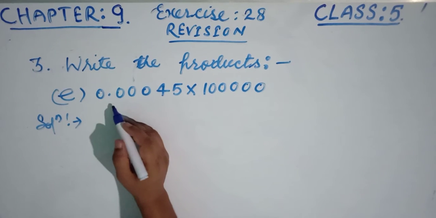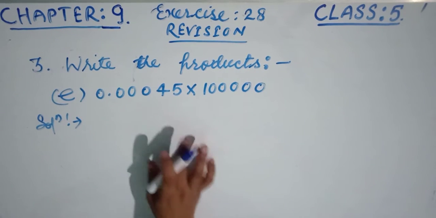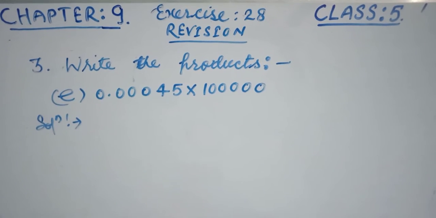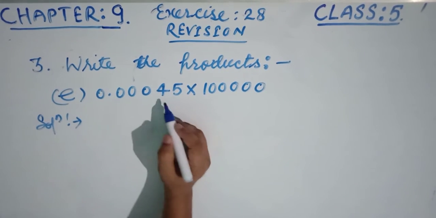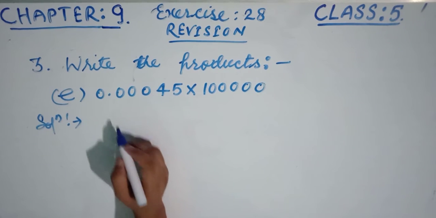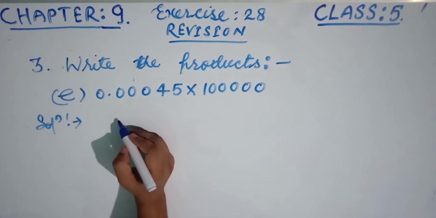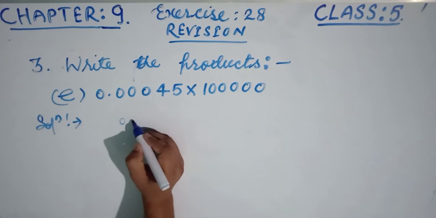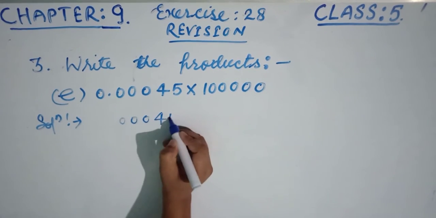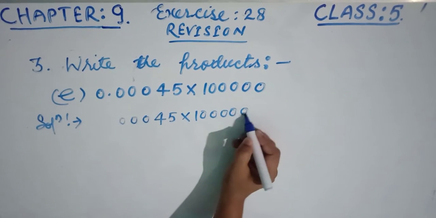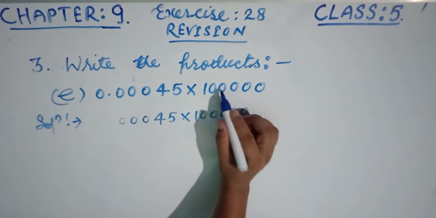First, friends, we have to multiply, and then place the decimal after counting the digits. Here friends, there is only 45. Suppose we remove this decimal, we will get 0.00045 multiplied by 1 lakh. 1s, 10s, 100,000, 10 lakh. 1 2 3 4 5.